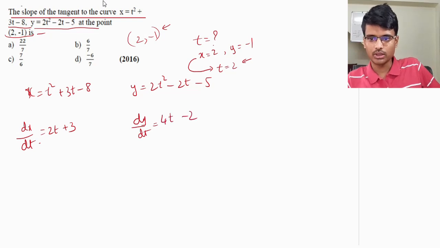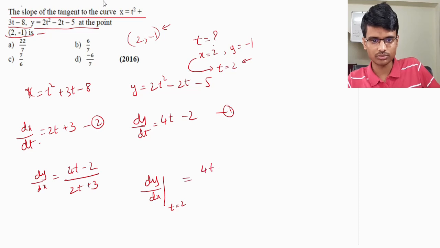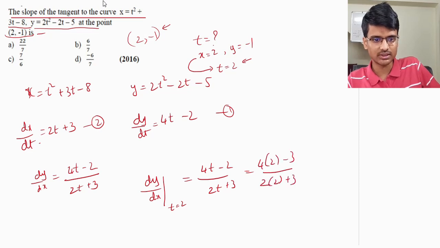So what is my dy by dx then? Dy by dx is nothing but equation 2 by equation 1. I'll get 4t minus 2 by 2t plus 3. So at what point do we have to find it? At t equal to 2. So I just need to substitute in 4t minus 2 by 2t plus 3. This is 4 2s are 8 minus 2, that is 6, and 2 2s are 4 plus 3 is 7. So 5 by 7.